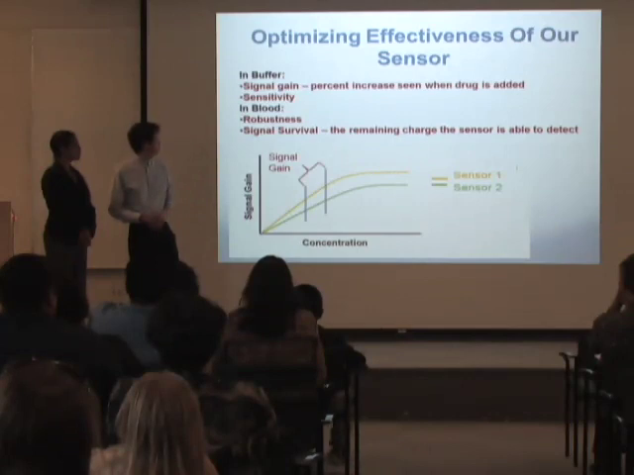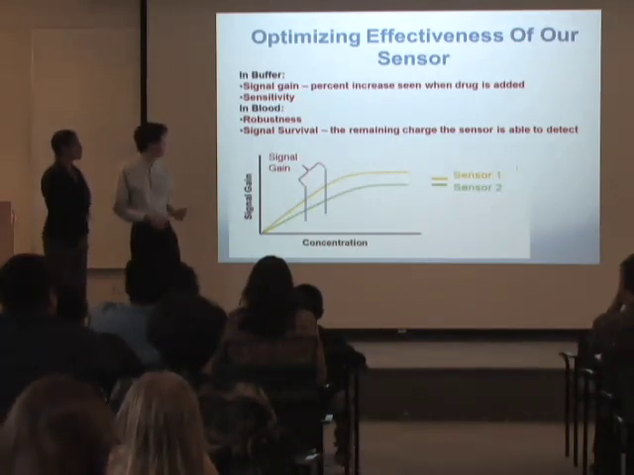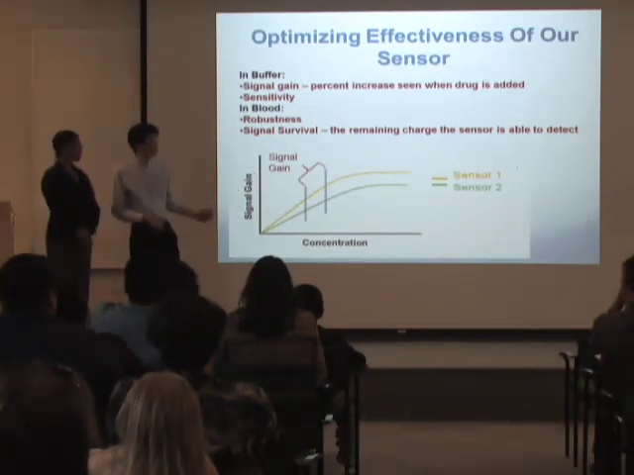And here this graph is just a representation of our test in buffer, which is signal gain and concentration. And the difference between one point of our readings and another point of our readings is essentially our signal gain.